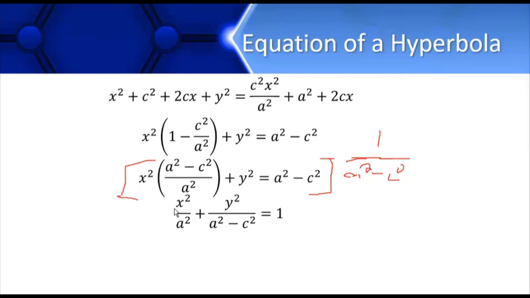Ayan. First term sa left. So, naging x squared over a squared. Yung y naman, magiging denominator niya ang a squared minus c squared. Equals 1. Kasi cancel out na tong right hand eh. Yung a squared minus c squared cancel out na. Kaya 1 na lang siya.